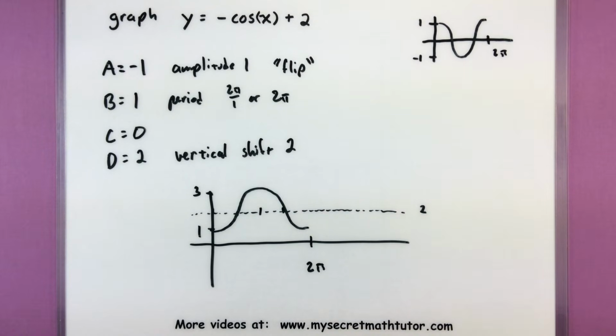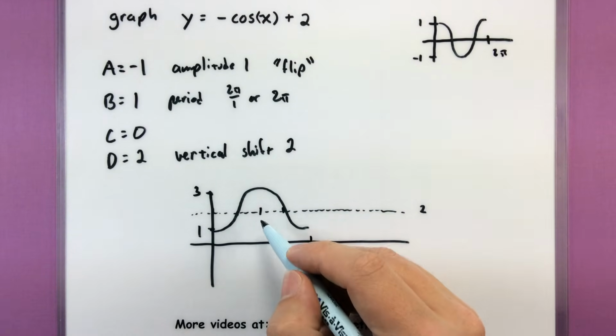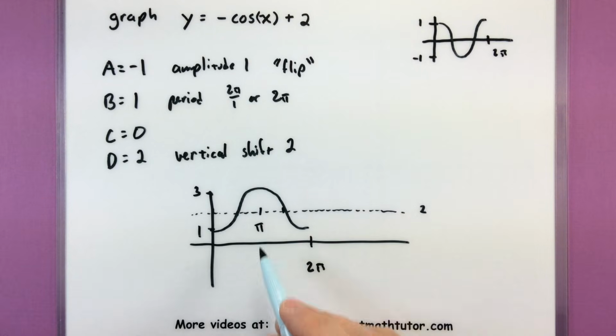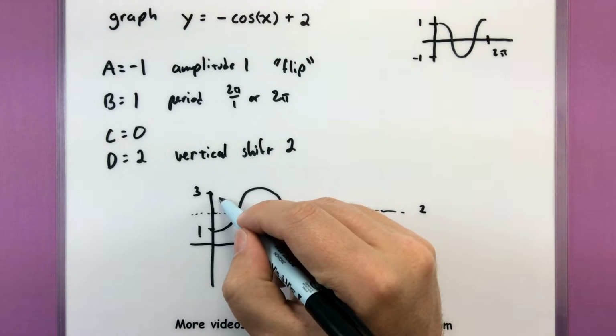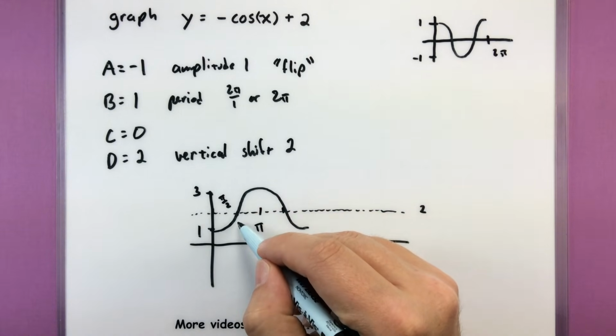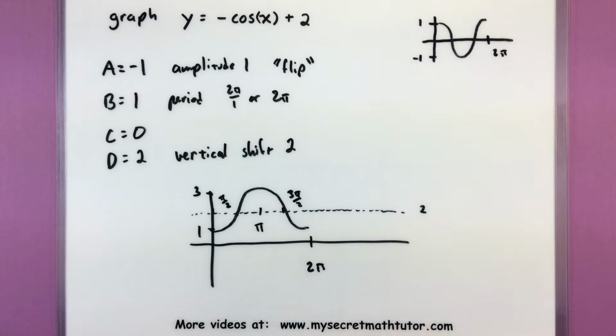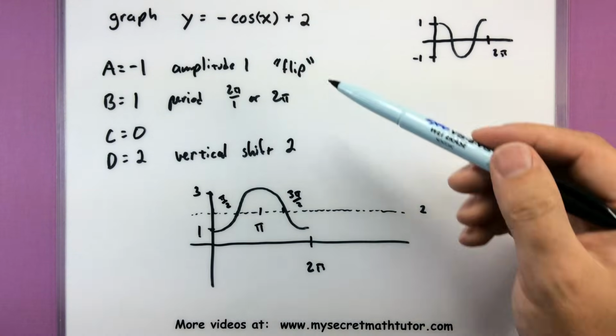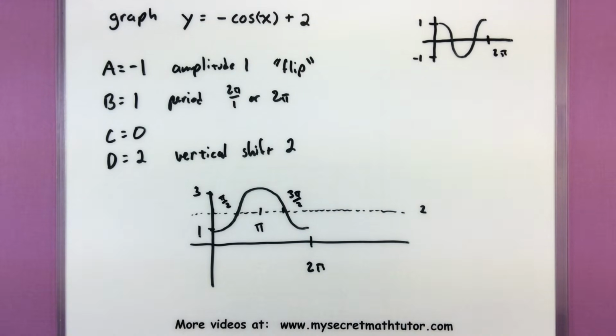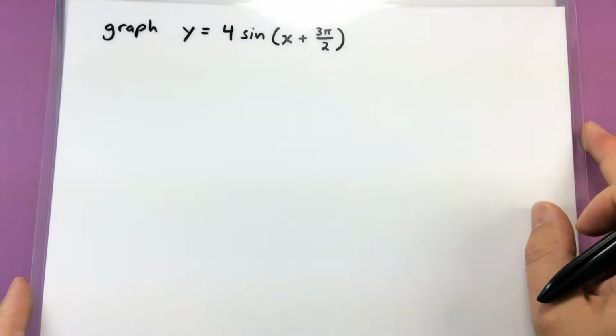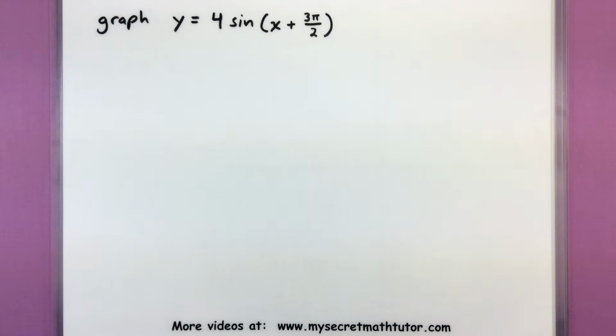Now, last, I'd probably want to put on some key values. So halfway in between this would be 2 pi divided by 2. So there's pi. And then chop that in half again, and I get some more key values at pi over 2, 2 pi over 2, 3 pi over 2. And now I have my graph for negative cosine of x plus 2. Okay, let's keep throwing in some more values and get some more difficult graphs.